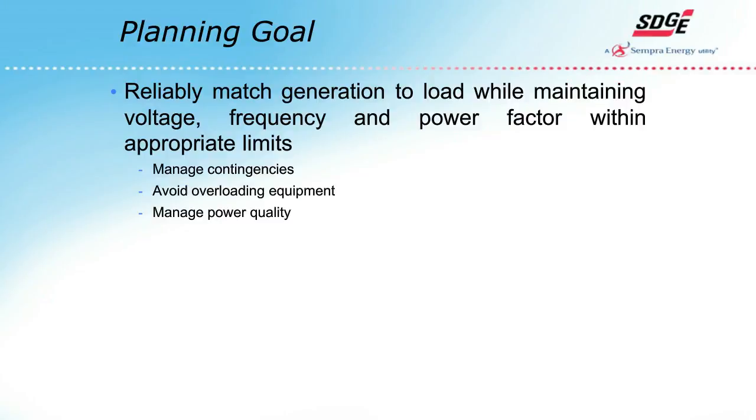So I think one of the things that sounds really easy, but this is really the goal. This is the goal of either the grid operator or the distribution operator. It's really to reliably match generation to load while maintaining voltage, power factor, and frequency within appropriate limits, managing the contingencies associated with that, and avoiding overloading equipment while managing power quality.